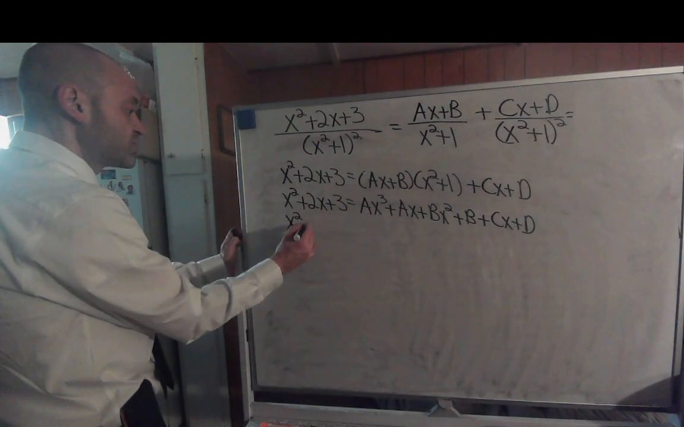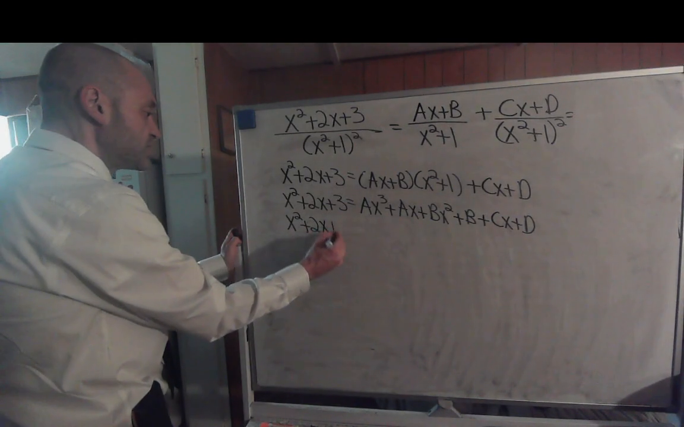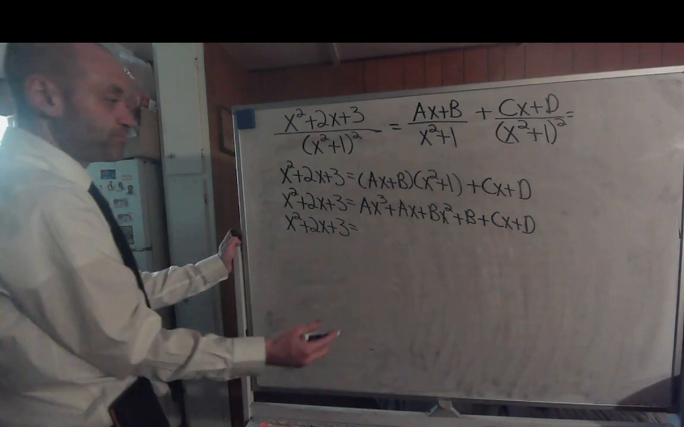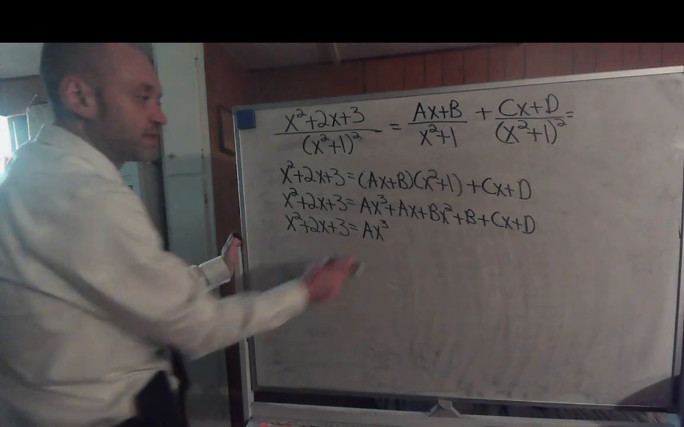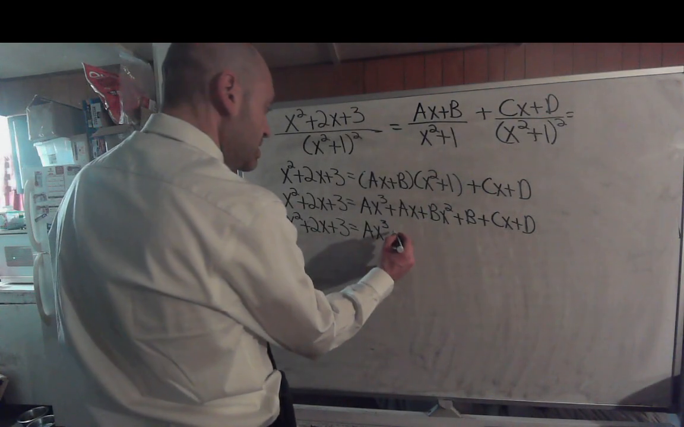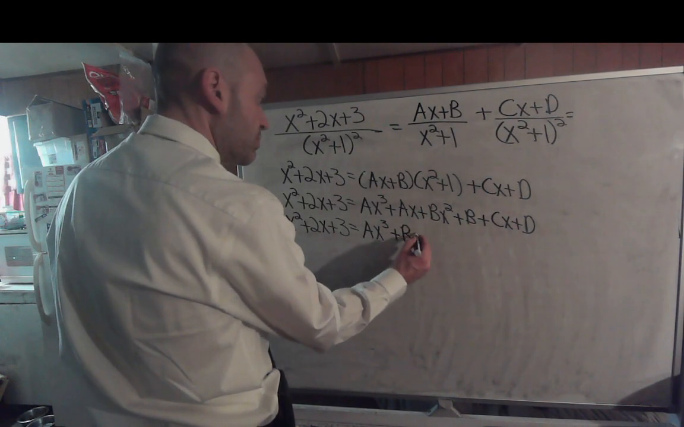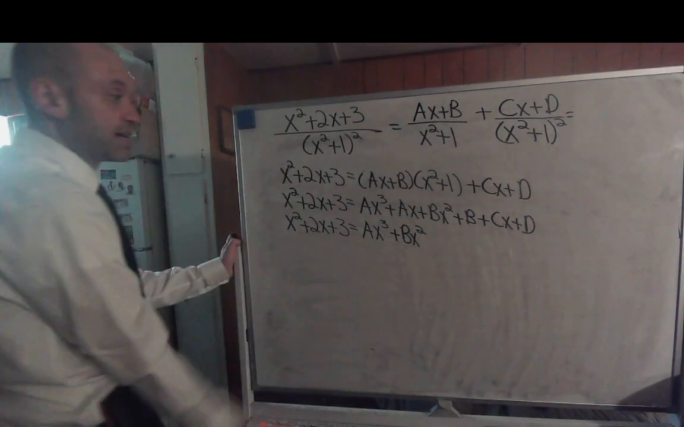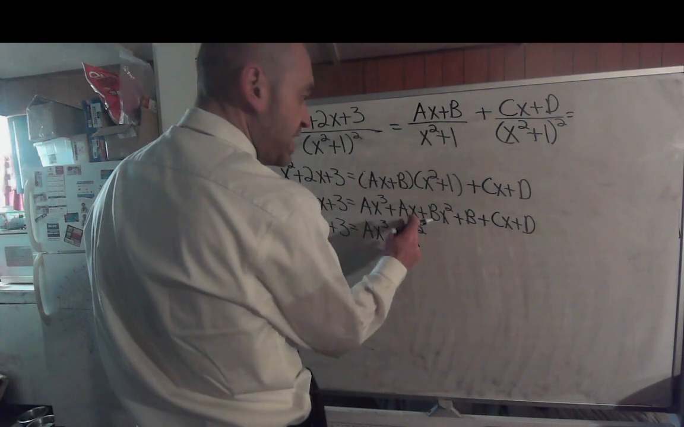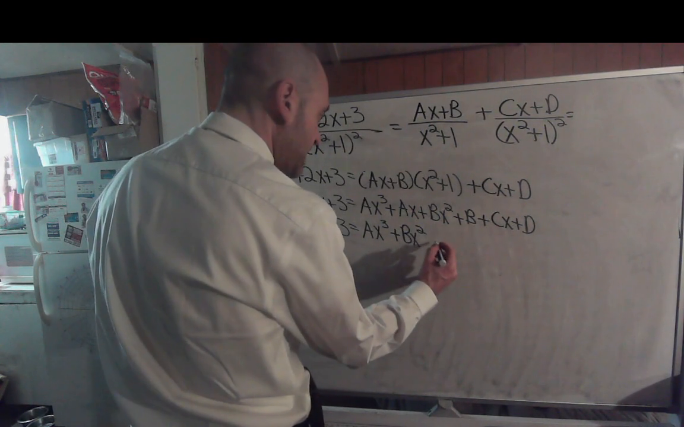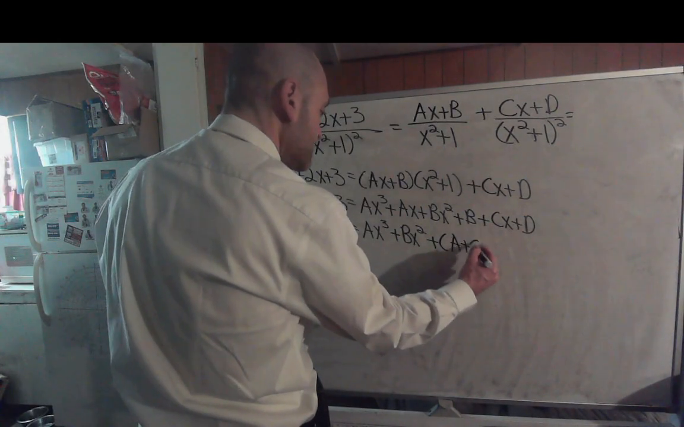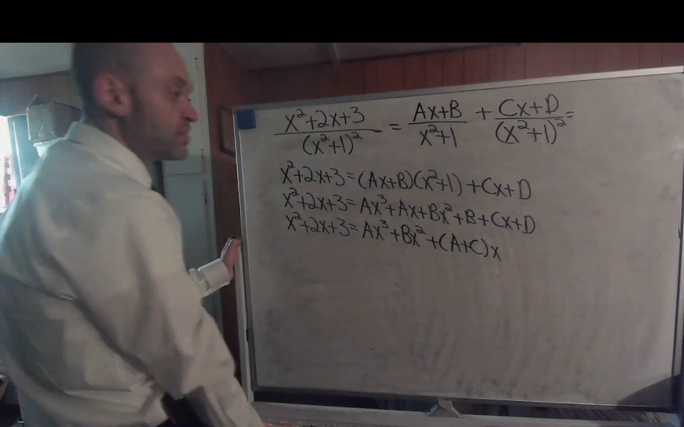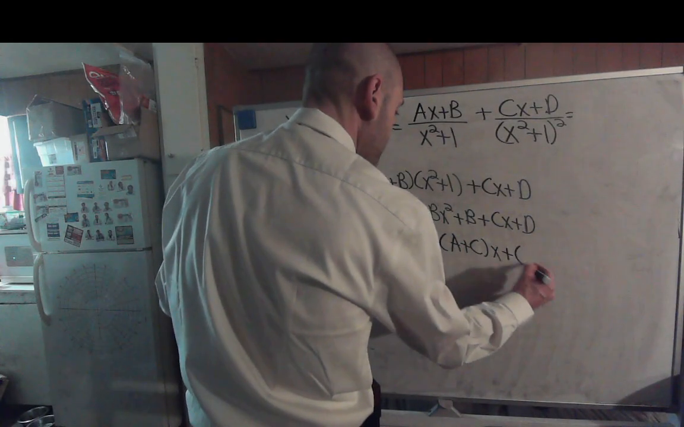You'll have x squared plus 2x plus 3 equals ax to the third, which is your only x to the third, plus your bx squared, which actually is your only x to the second. Then you have ax plus cx, which is actually pretty easy. We can just factor that into plus the quantity of a plus c times x. And then you just have plus b plus d.